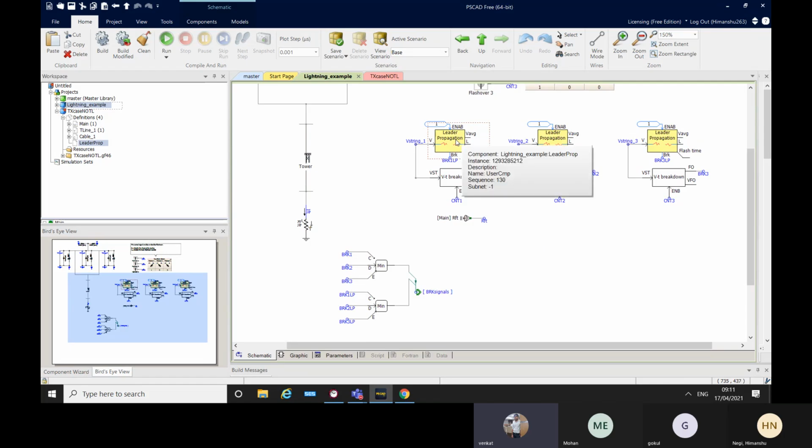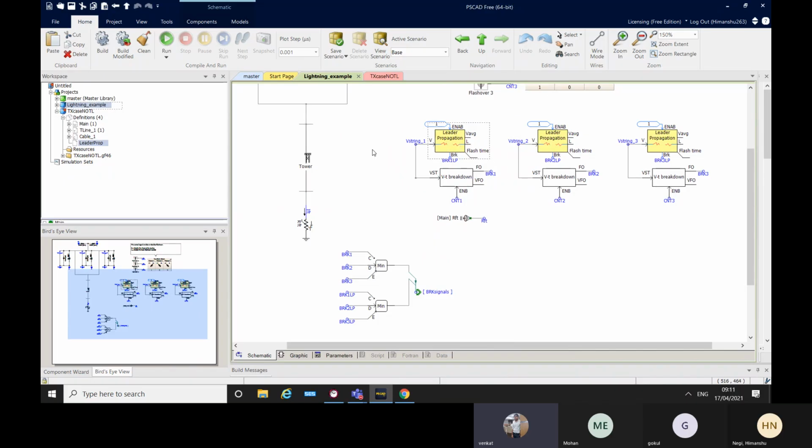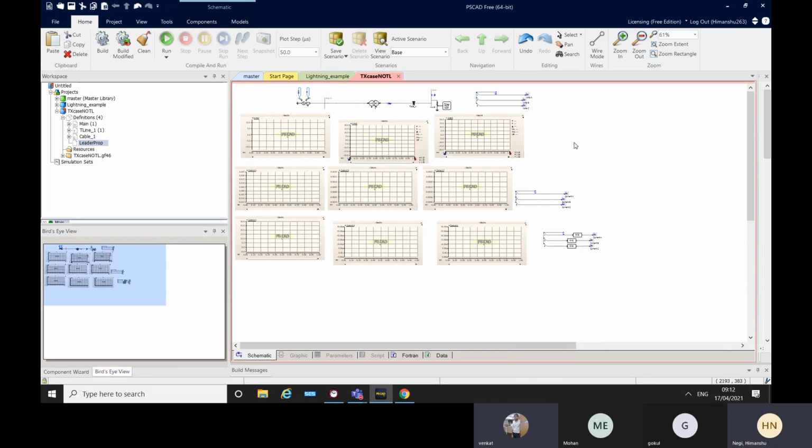Or else we can do one thing, just copy that. Not like that, in the left side, on the workspace. Just copy in the file where we want to paste the module, and then go into THNOTL. Just paste this again. Yeah, it's coming now.